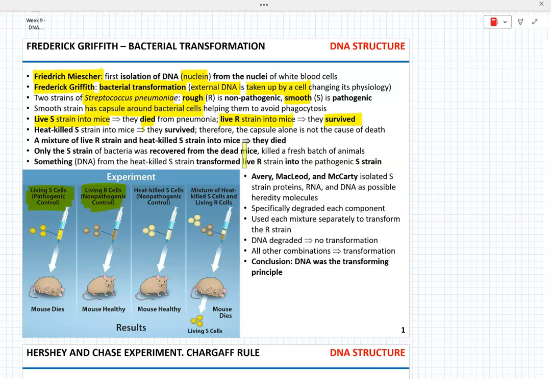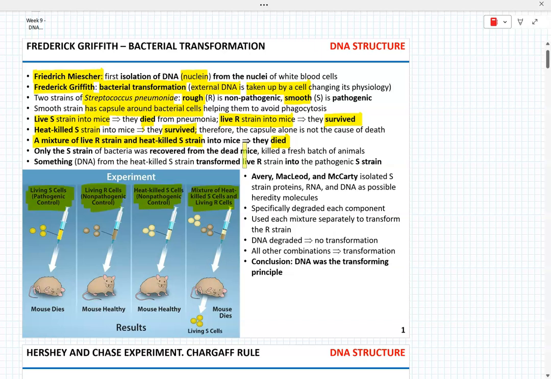Then Griffith generated heat-killed S strain. He inactivated bacteria with heat, and when this heat-inactivated S strain was inoculated into mice, the mice survived. So the capsule alone, which was still there even after heat inactivation, was not the cause of death. Then Griffith mixed live R strain and the heat-killed S strain, and when he did that, the mice died.